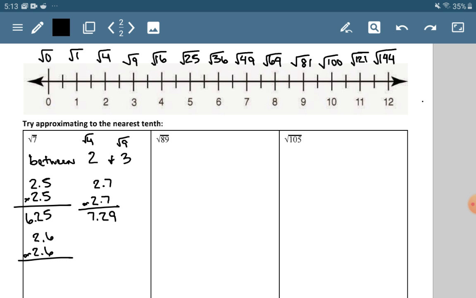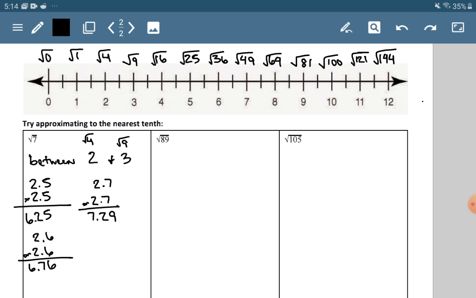2.6 times 2.6 is the next number. You're going to work it all out, show all your math, and you would get 6.76. That is as close as we can get to 7 without going over, and I'm only going to the 10th place. If I wanted to go to the 100th or 1000th place, we could get a lot closer, but it would also take a lot more work.